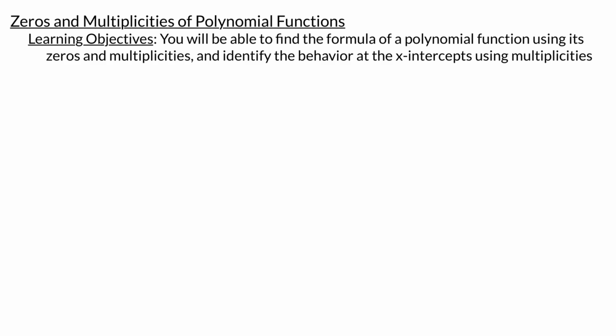In our previous videos, we learned about the factor theorem, which tells us that for polynomial functions, if a certain number is a zero of our function, then we have a factor of x minus that number in the formula for our function. But what if our formula has more than one of those factors? This is where multiplicities come in.